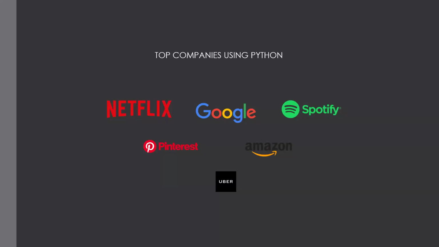All right. Many companies, in fact every company, uses Python in some capacity. Every company has a data analytics team, and all of them use Python, right? So the popular ones: Netflix, Google, Spotify, Pinterest, Amazon.